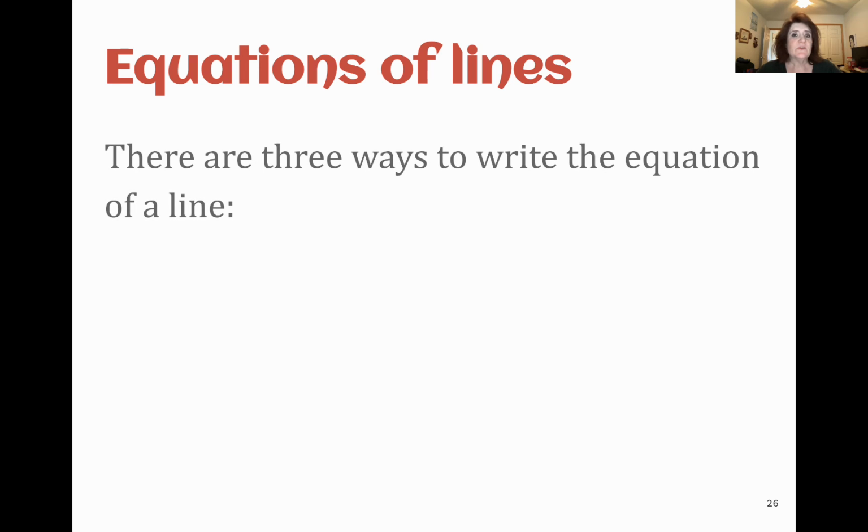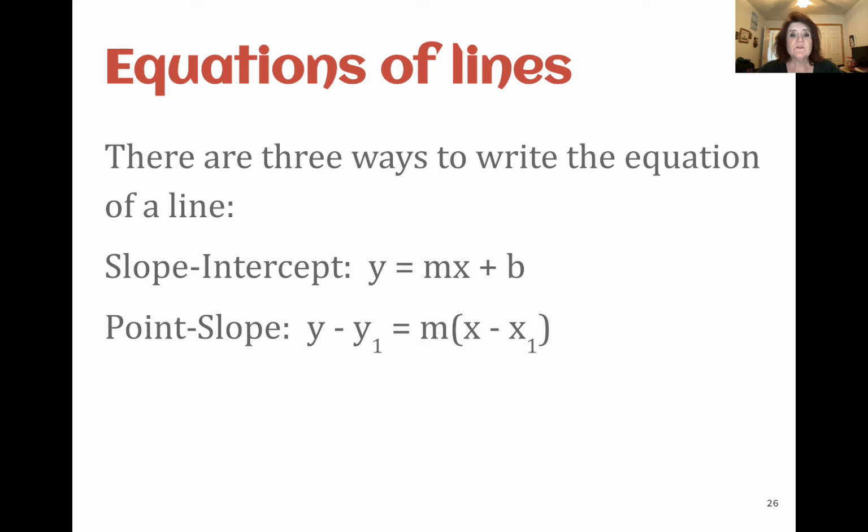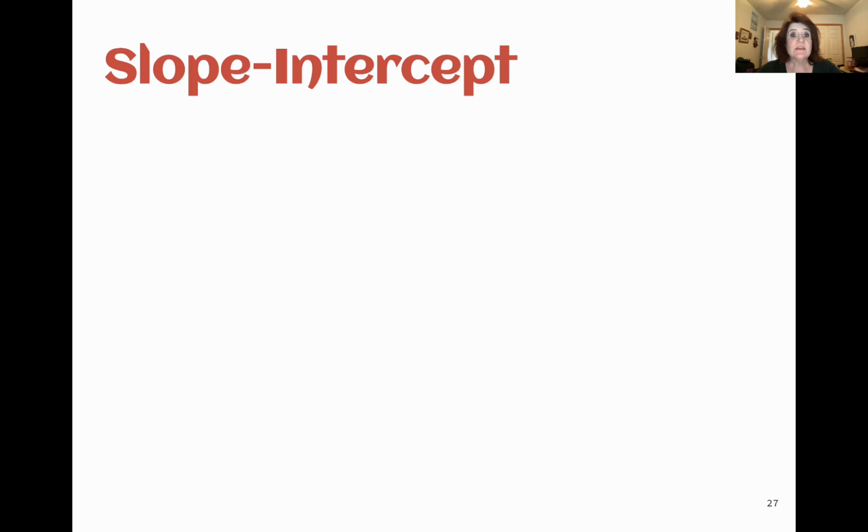Equations of lines. There are 3 ways to write the equation of a line. You can use slope-intercept form, y equals mx plus b, point-slope form, y minus y1 is equal to m times x minus x1, or standard form, ax plus by equals c.